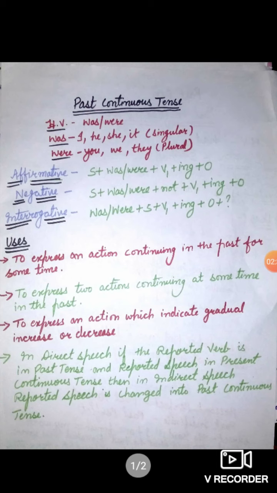Now come to the second use of past continuous. It is used to express two actions continuing at some time in the past. In case we want to describe two actions which were continuing at some time in past, both the actions can be mentioned or can be written in past continuous tense, making use of while. My mother was sleeping, I was singing. While I was writing this chapter, my friend was watching television.